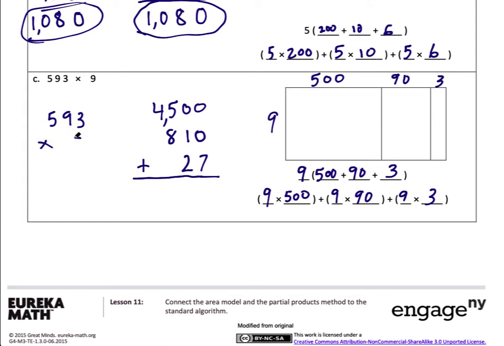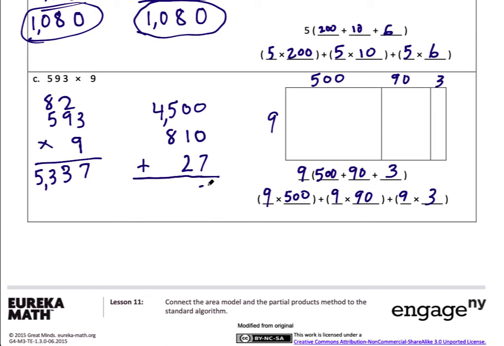593 times 9. Remember, we have to regroup in this method, okay? 9 times 3 is 27. 9 times 9 is 81, 82, 83. So 83. And then 9 times 5 is 45, plus 8 would be 53. So 5,337. Let's make sure that's correct.